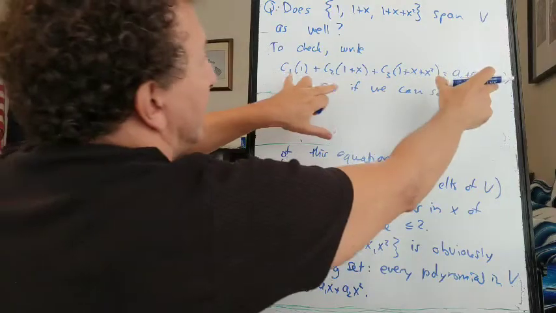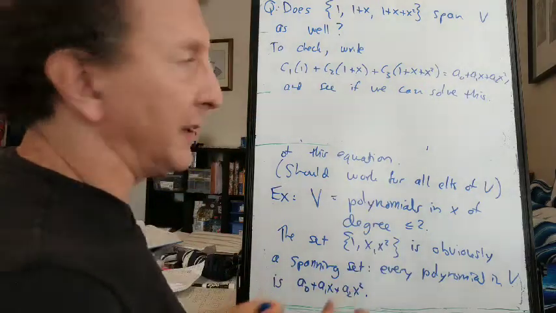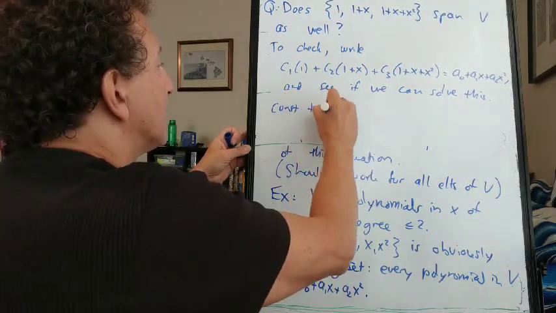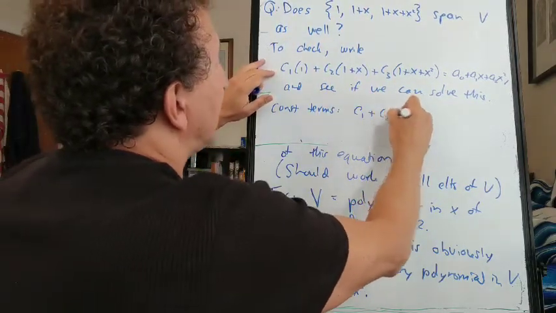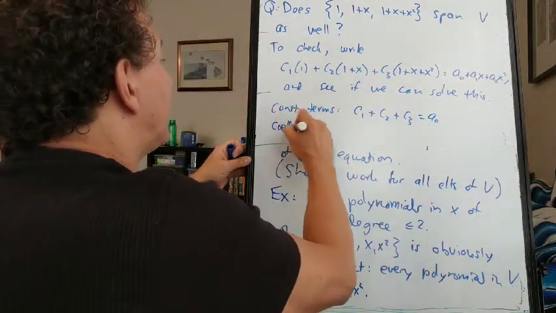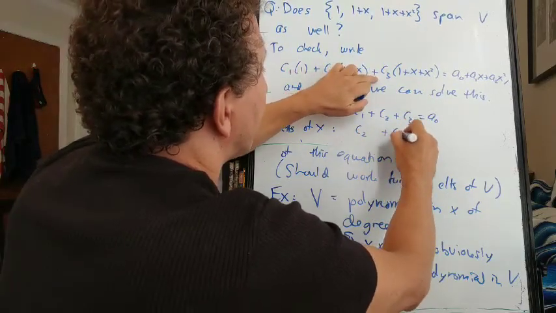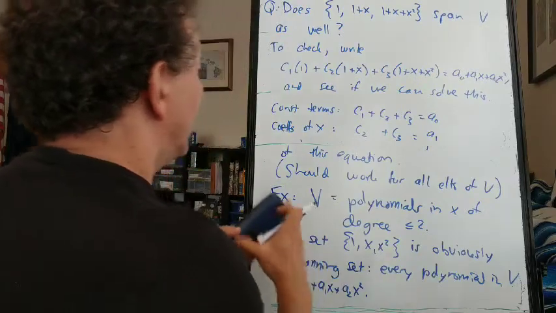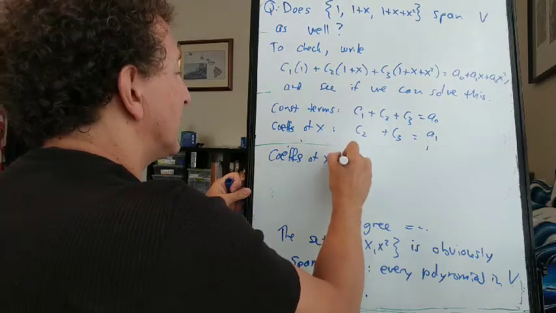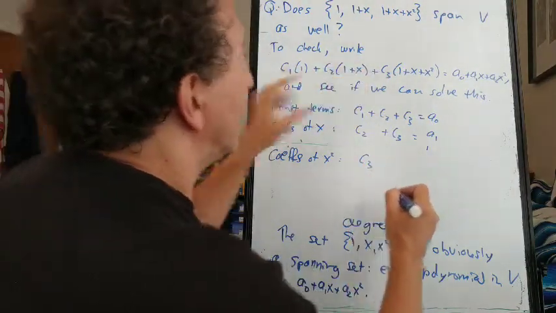So, two polynomials are equal if the constant terms are equal, if the coefficients of x are equal, the coefficients of x squared are equal, etc. So comparing constant terms on both sides, we get C1 plus C2 plus C3 equals A0. And then if we compare the coefficients of x on both sides, we've got C2 plus C3 equals A1. And then if we compare coefficients of x squared on both sides, C3 is the only coefficient of x squared on this side, so C3 equals A2.